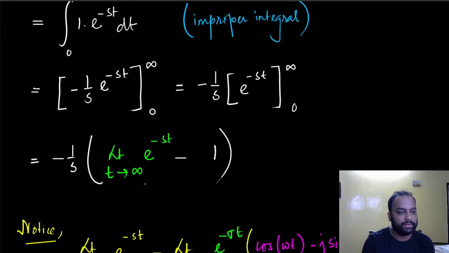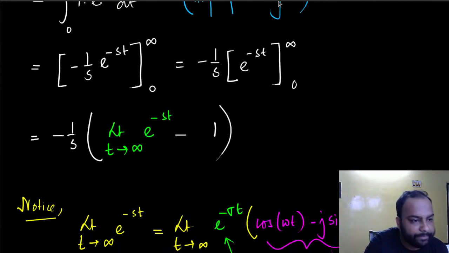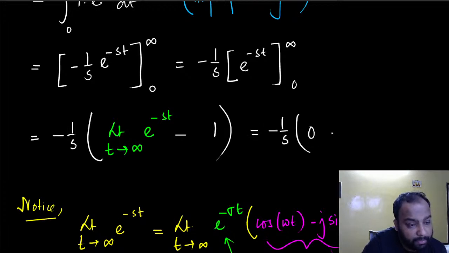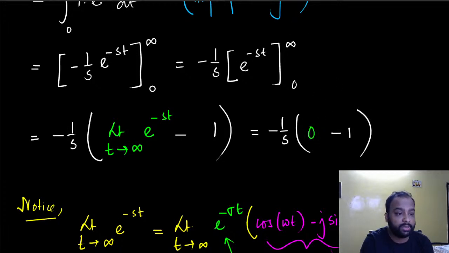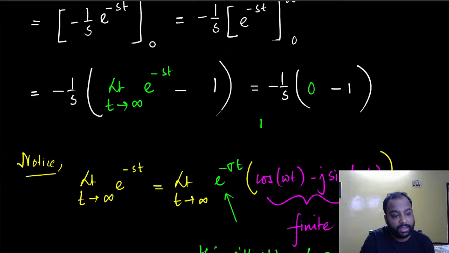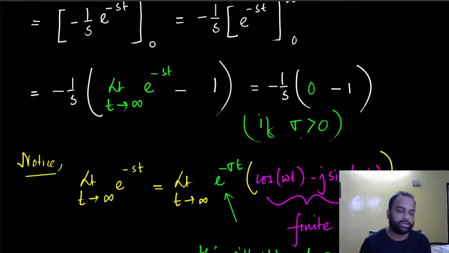So let's go back. Here I'm saying that this is going to be minus 1 by s into 0 minus 1. Now I can say that this limit is 0 because we are assuming sigma to be greater than 0. So this limit is going to be 0 if sigma is greater than 0. Otherwise this limit is not going to exist, and as such the Laplace transform itself will not exist. Got it?